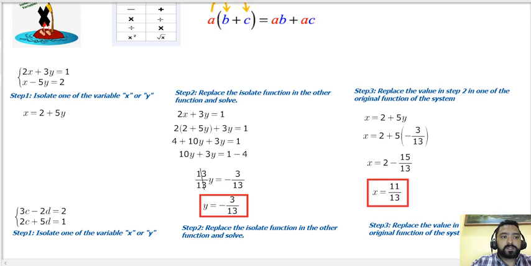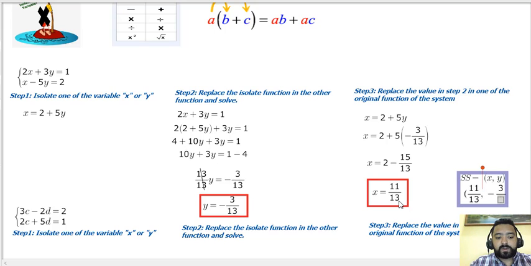Now, how are we going to write the solution? The solution of the system is equal to the value for x comma the value for y. So the value for x is 11 over 13. The value for y is negative 3 over 13. And this is the solution of the system, or the answer.